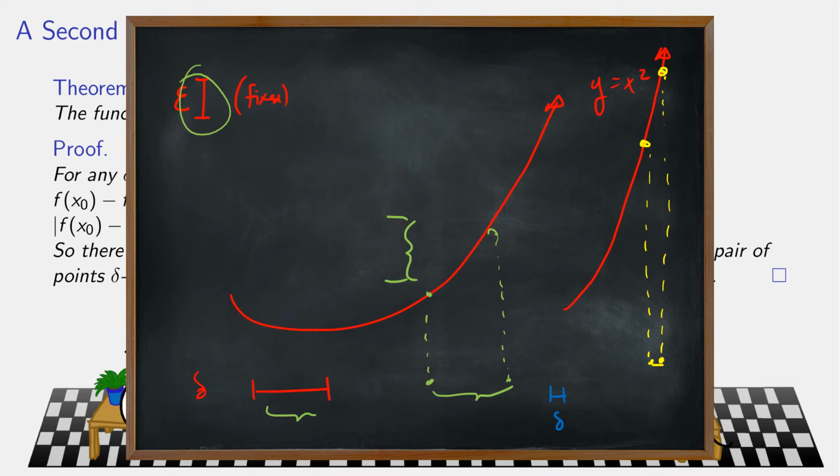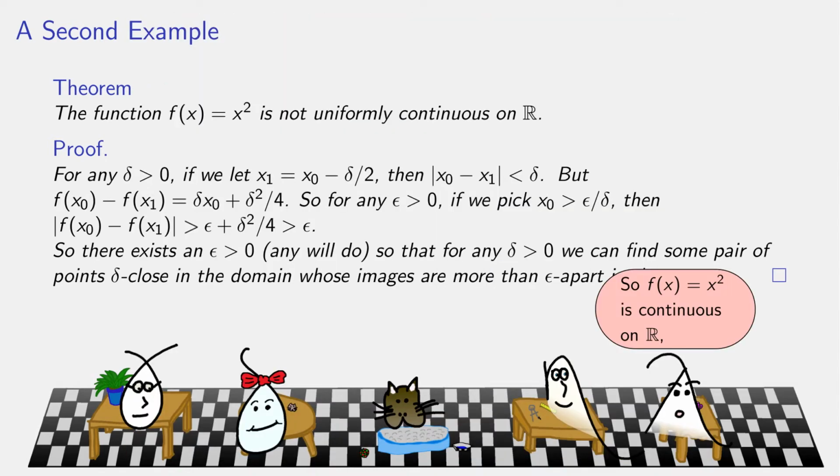If I go further and further down the x-axis, further and further to the right, that tiny delta won't be enough to trap points in the range close to one another. So there's no delta that works everywhere. So I don't have uniform continuity on the real numbers, even though I do have continuity on the real numbers. This is just a polynomial.